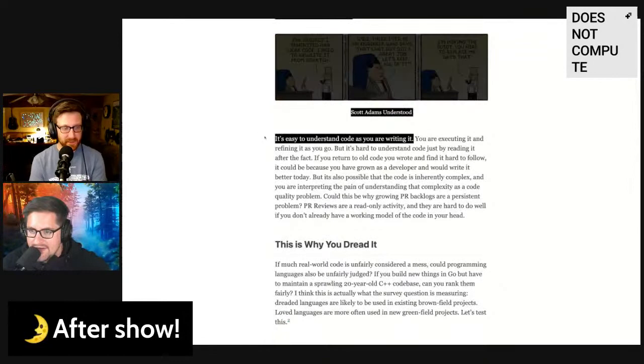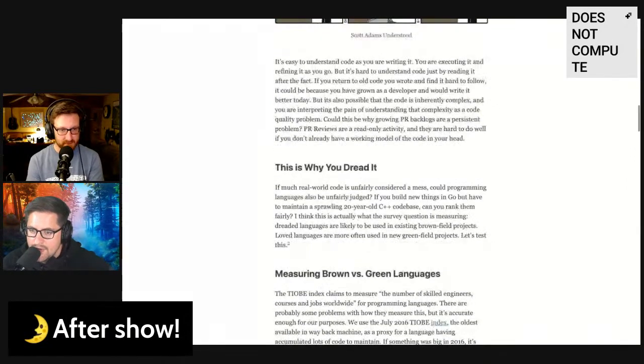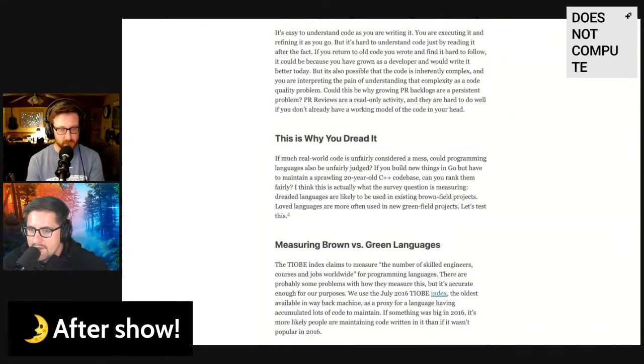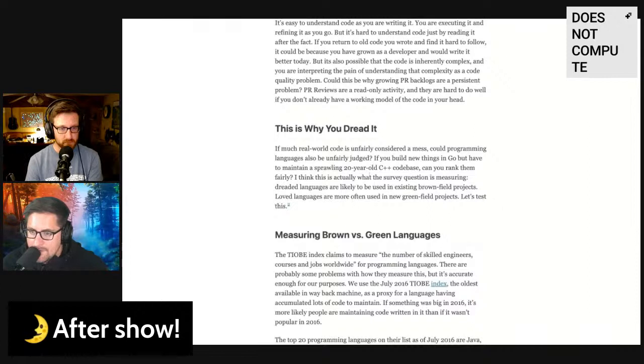So yeah, it's easy to understand code as you're writing it. So this is why you dread it. If much real world code is unfairly considered a mess, could programming languages also be unfairly judged? If you build new things in Go but have to maintain a sprawling 20-year-old C++ code base, can you rank them fairly?